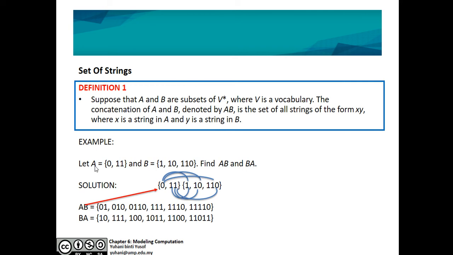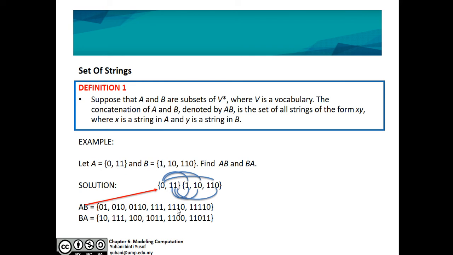For example, you have A equal to the set {0, 11} and B a set {110, 1}. It asks you to find AB and BA, meaning the concatenation operation of AB and BA. AB and BA will give you different answers since the sets A and B are different too. I just show you how to get the concatenation of AB, and I hope you will do BA as an exercise. So AB means you put A first, then B.